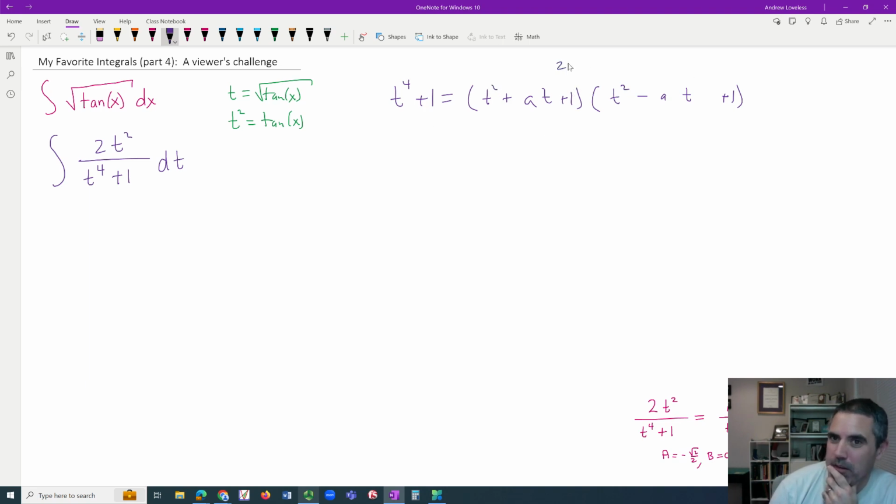So I had to do a little bit of work. You get 2t squared, and you also get -a squared t squared from those two, and that needs to be 0 to match the other side. So I figured out that a squared has to be 2. So this is root 2.